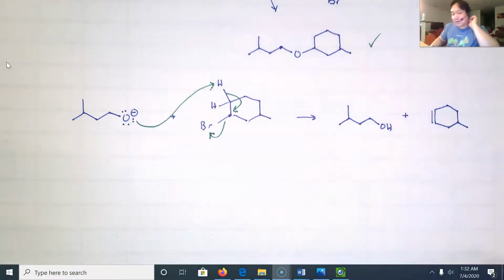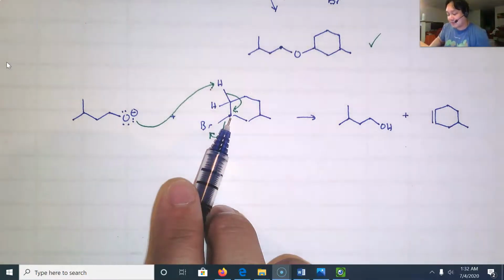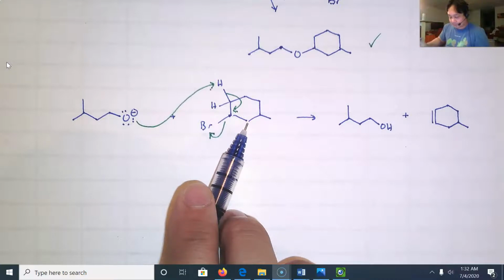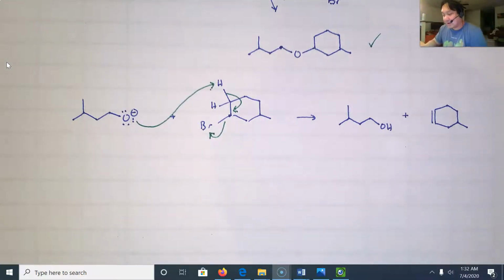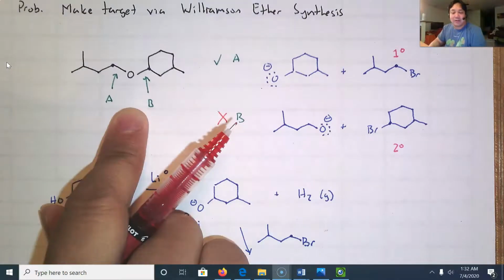Okay. Now we could have made the alkene to the right, to put the double bond between this carbon and the beta carbon here. So there's a mixture of alkenes. But definitely we did not get the product that we were trying to target.